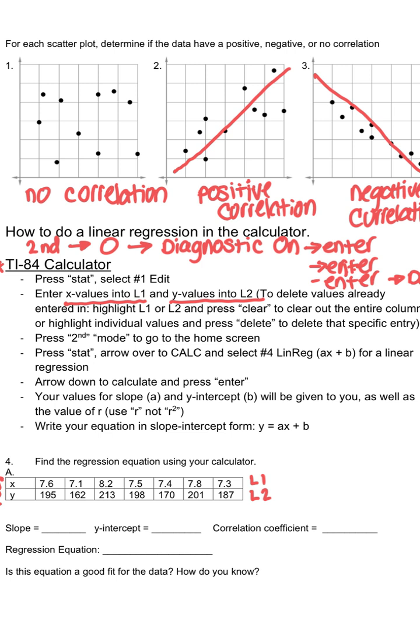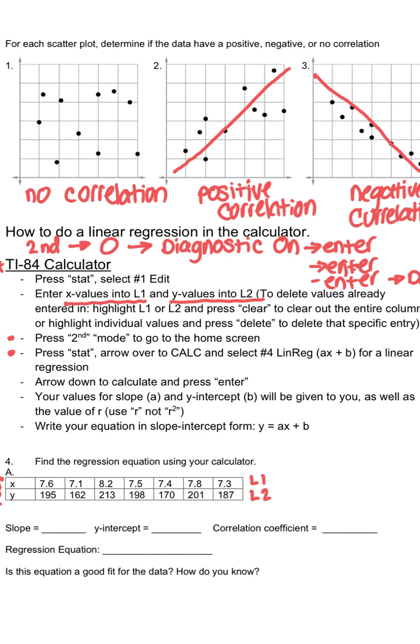Then you're going to go to second mode, which is this next step right here. Second mode to go to the home screen. Then after that, you're going to go back into stat. So now we're on the next steps. Press stat. Then you're going to press the arrow over to where it says CALC.